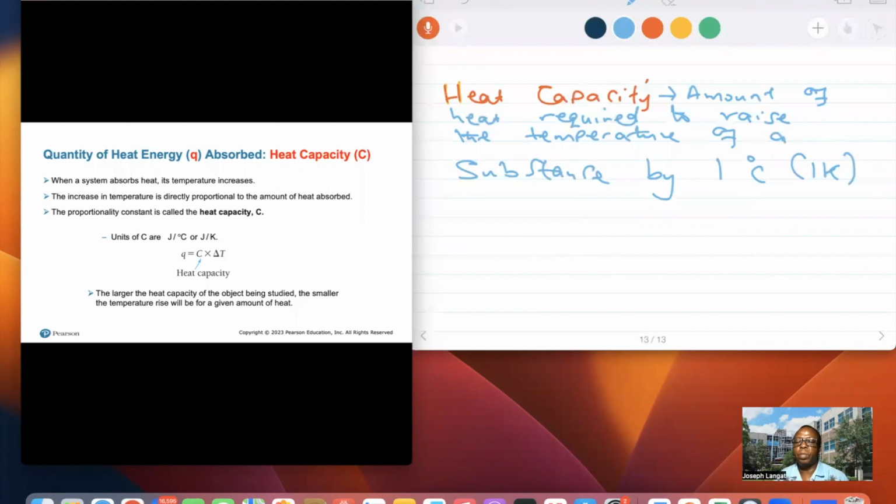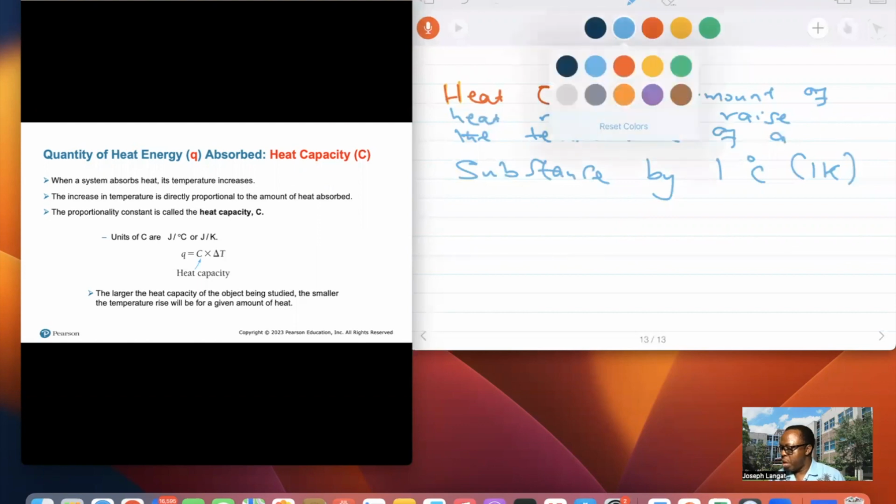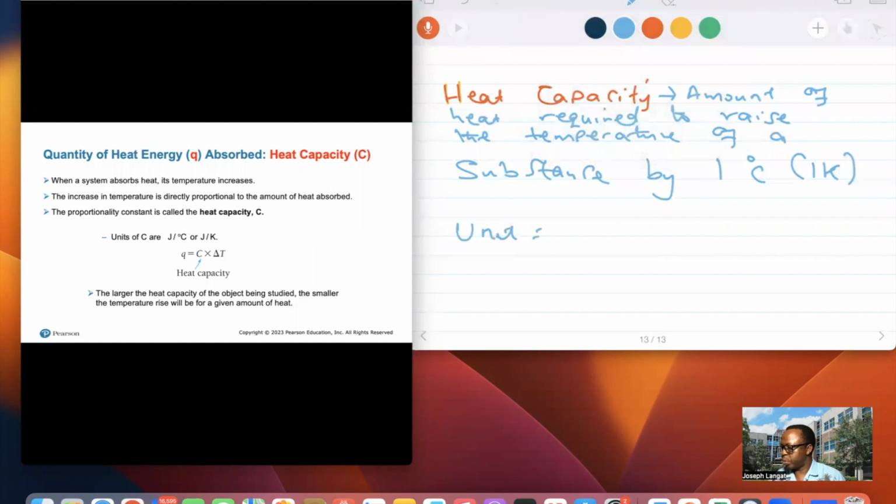You may have 10 mL of H2O. If you can raise it by 1 degree, it's the amount of heat required. How much you need to raise it is the heat capacity. We use units of joules per degree Celsius. You need to know that. The units for heat capacity. We designate that using uppercase C.